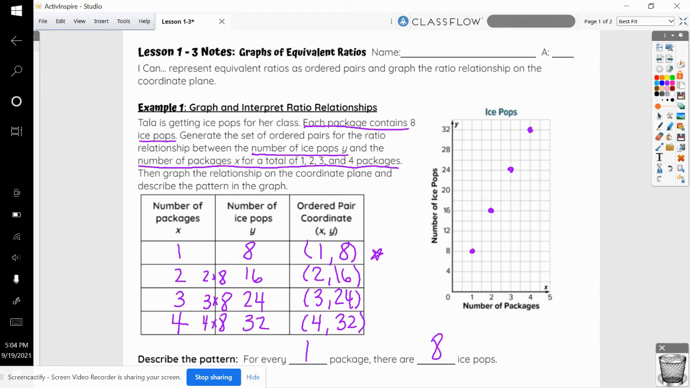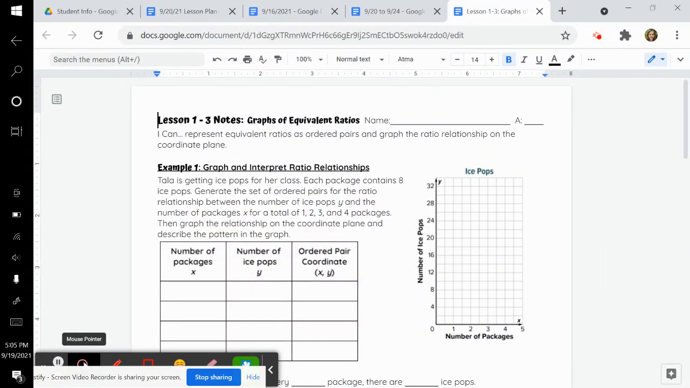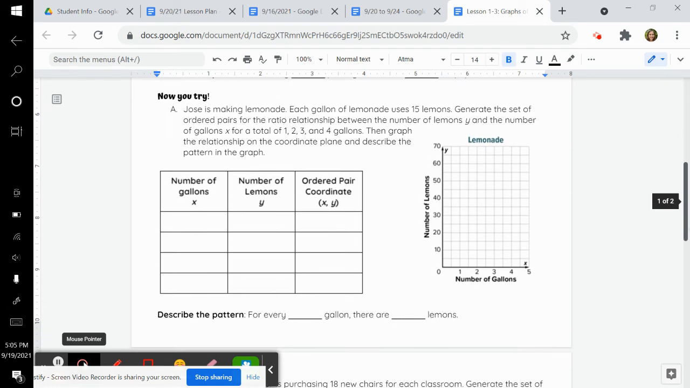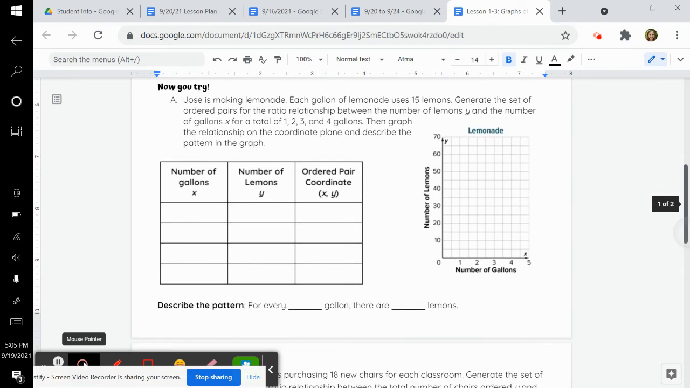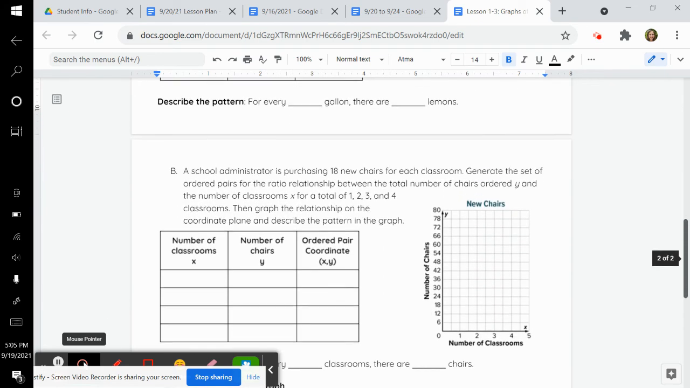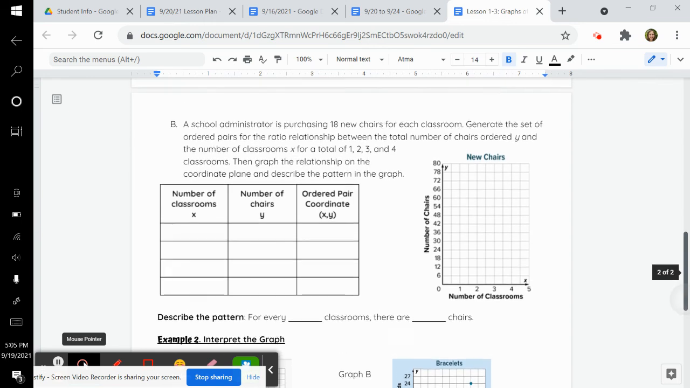So now I want you to make sure you have all of example 1 done. We filled out the table, we did the graph, and then we described the pattern. So what you're going to do now with your group is on your paper, we did all of example 1. You are going to do the now you try section. So we have problem A with Jose making lemonade. And we have B, a school administrator is making 18 new chairs for each classroom.